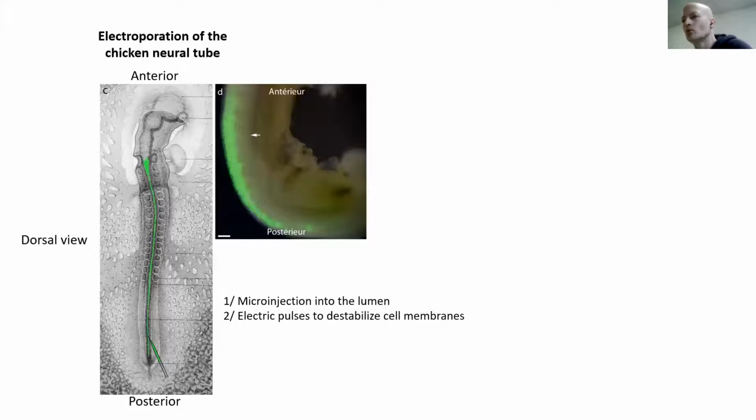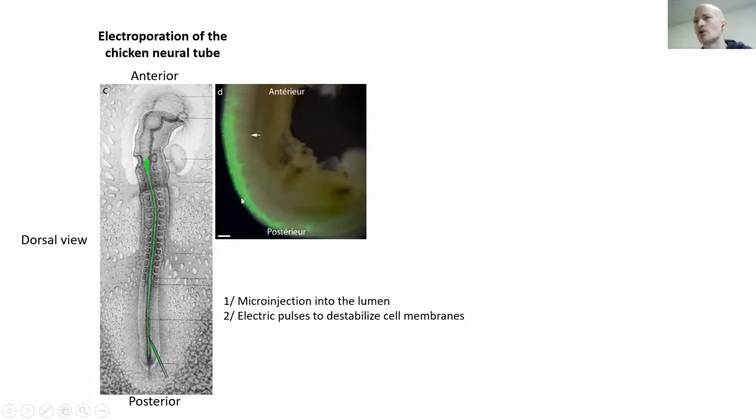One of the models we use is the chicken neural tube. On the left, you have a drawing of a chicken embryo at an early stage. The neural tube, as the name indicates, is a tube, so there is a lumen in the middle, and we can inject into that lumen a solution containing expression vectors for various genes or tools to perform loss of function for the genes of interest. This is represented in a bright green color here in the middle. With a micropipette, you inject a solution containing the genes you want to activate or the tools to modulate their expression, with a fluorescent tracer so that you can monitor which cells have received your gene of interest.